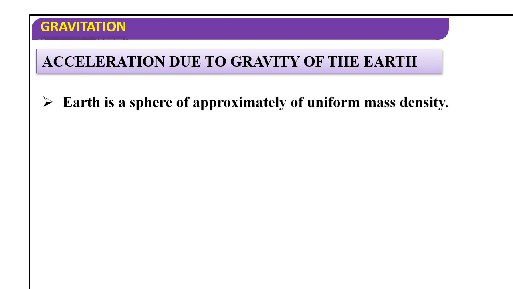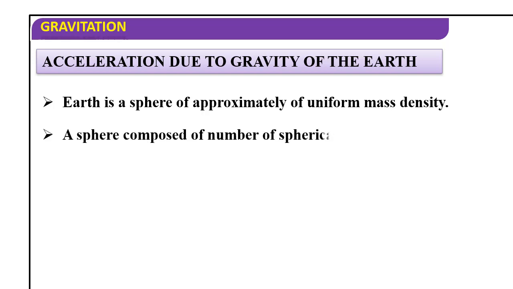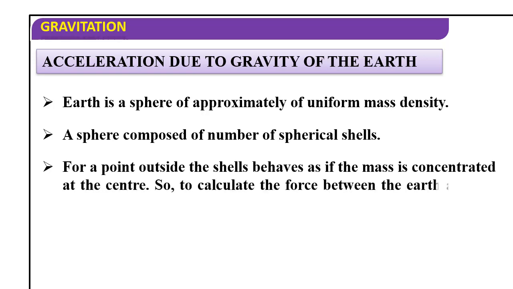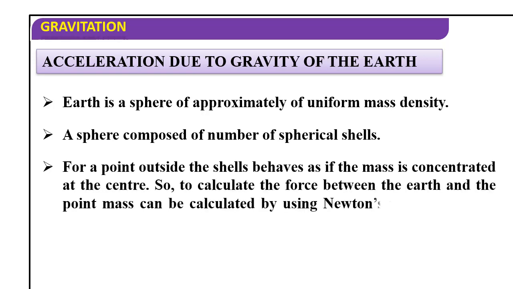Earth is a sphere of approximately uniform mass density, a sphere composed of a number of spherical shells. For a point outside the shell, it behaves as if the mass is concentrated at the center. So to calculate the force between the earth and the point mass, we can use Newton's universal law of gravitation. Directly we can use F is equal to G m1 m2 by r square.